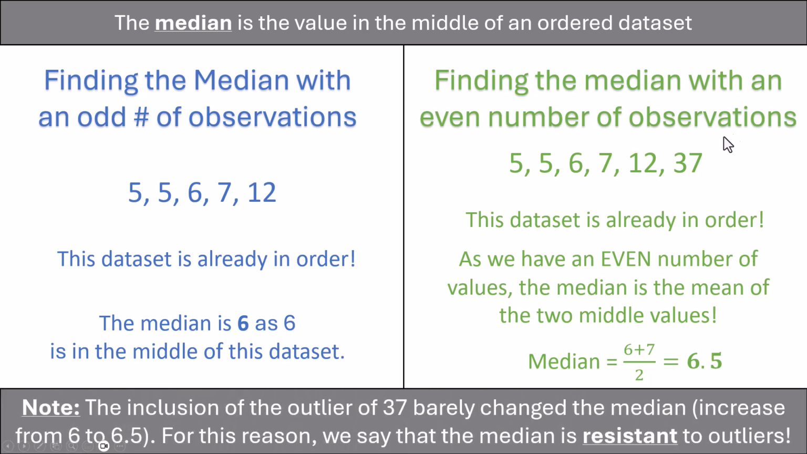Note that the inclusion of the outlier of 37 barely changed the median. It changed the median from a 6 to a 6.5. For this reason, sometimes we say that the median is resistant to outliers, meaning that outliers don't really affect the median very much.